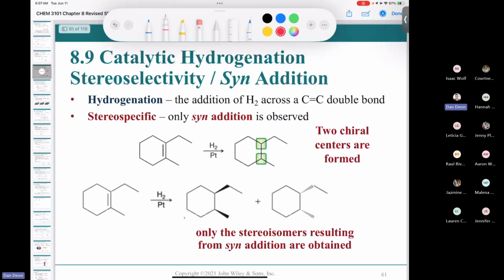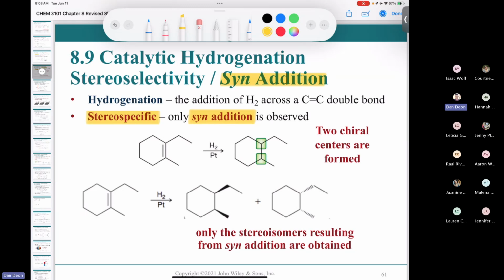Now, in terms of the stereoselectivity of hydrogenation, the hydrogen atoms are added in a syn fashion. So they're added to the same face of the double bond. We say the reaction is stereospecific. We only get syn addition, meaning, again, that both hydrogens are added to the same face of the molecule.